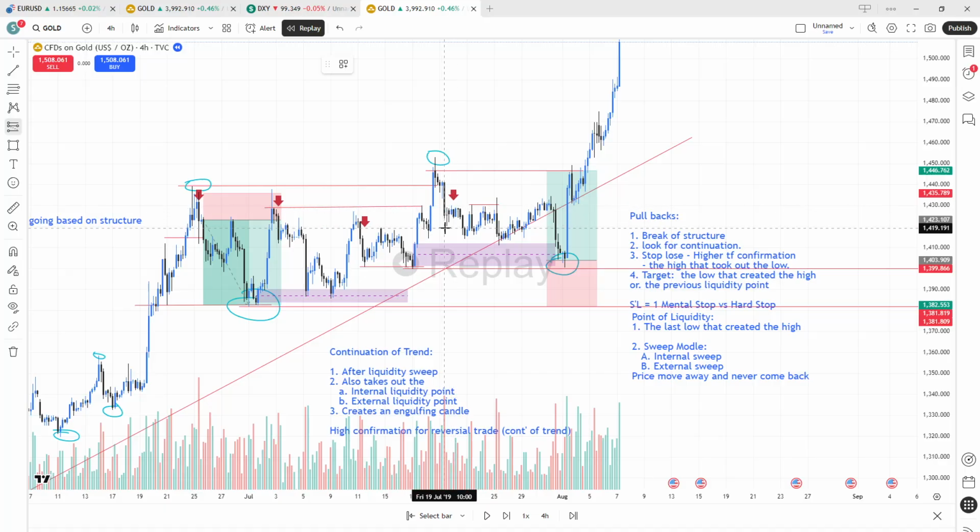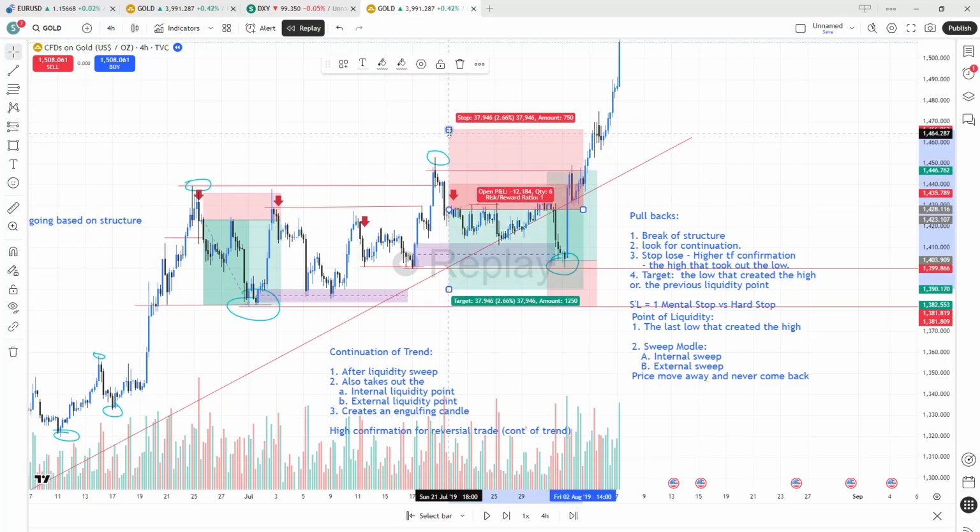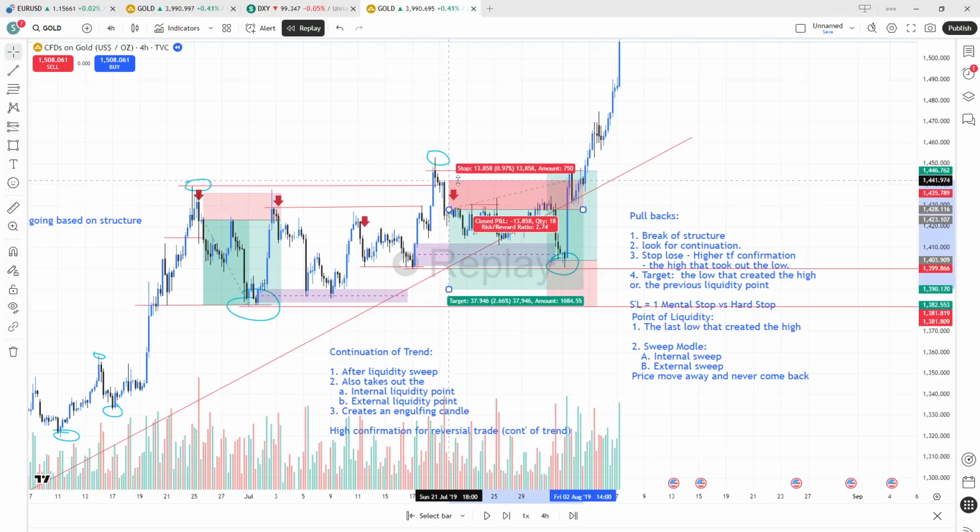So let's say a couple candles, right? And then our target would be here. Target would be here, right here.